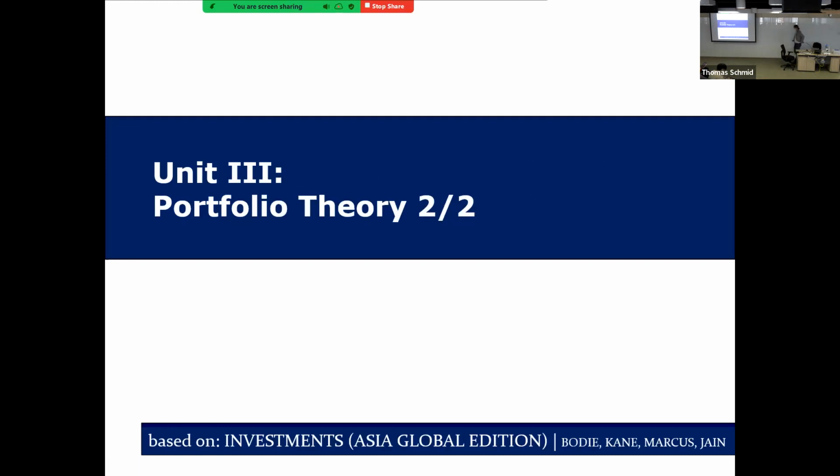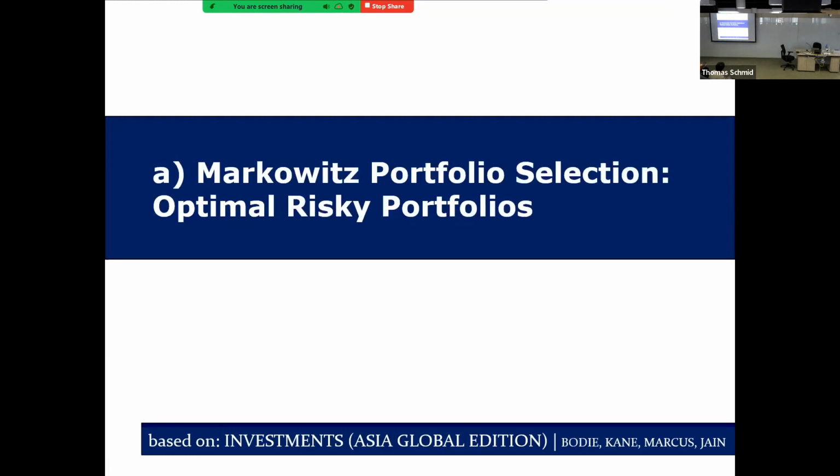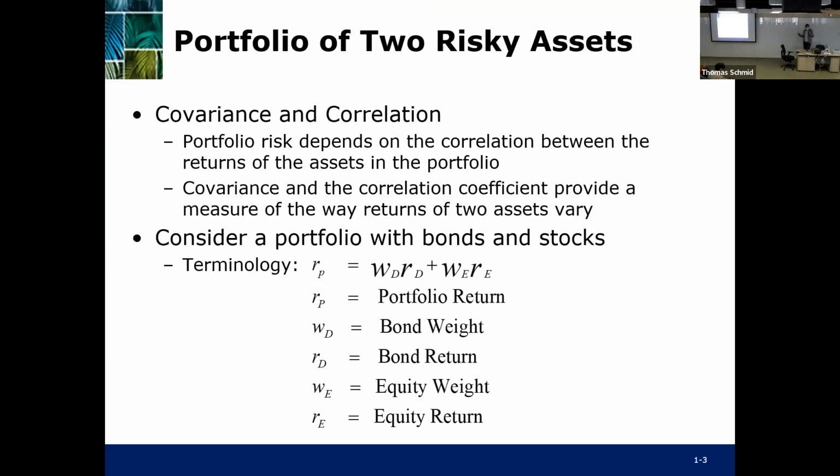Okay, so let's start with Unit 3. The first part, which is what we do today, is optimal risky portfolios. We are still talking about the Markowitz portfolio selection, but now we go beyond the one risky, one risk-free asset world, and we will think about a world that consists of two risky assets.